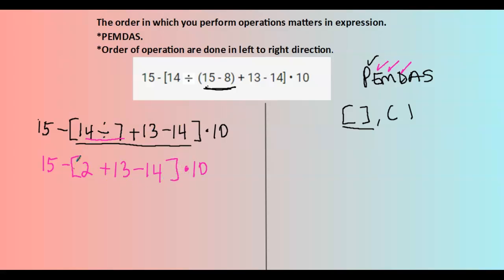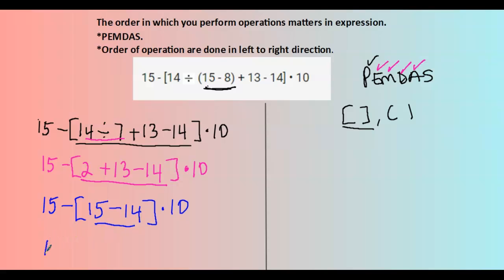So here inside the bracket we have addition, so we have to do the addition first before we can move on. So we write our 15 minus, so as we add 2 plus 13, that gives us 15, take away 4, and then times 10. Inside the bracket there's only one operation for us to do, which is subtraction. So we got 15 minus, so that 15 minus 14 gives us 1, so the bracket goes away.